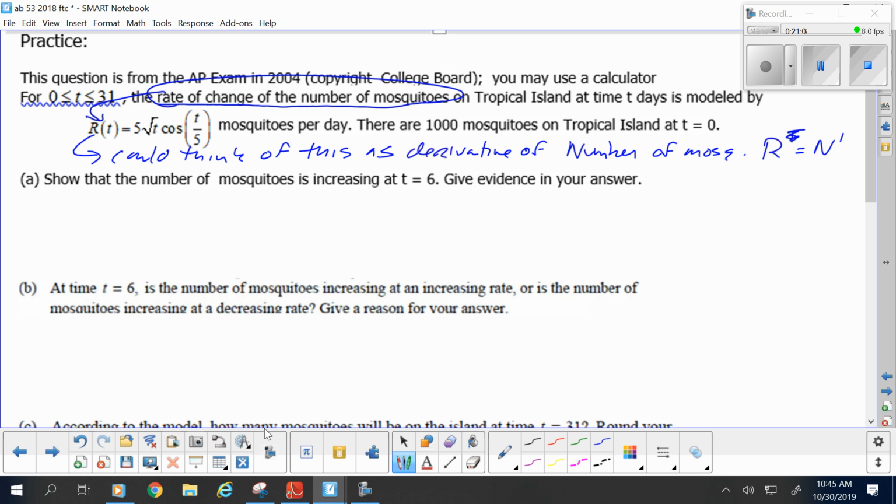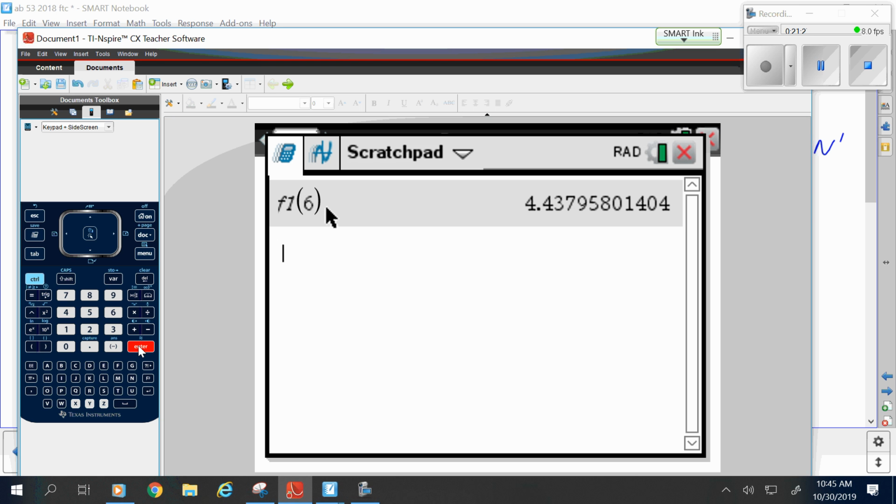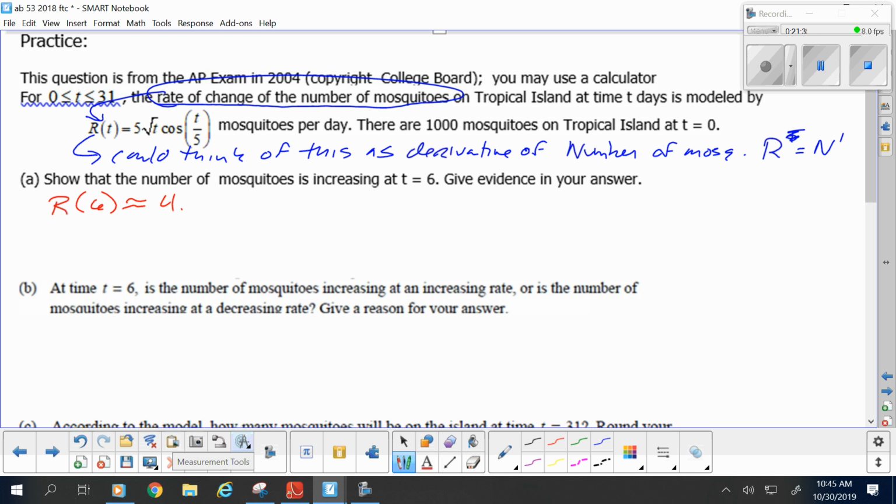R at 6, right? Now you do need to do evidence. You need to give a calculation, not a, hey, look at my graph. You've got to actually calculate r at 6. So would you calculate r at 6, please? Give me 3 decimals every time. Function of 1 at 6. I'm getting 4.4379, yeah? Okay, so we report our evidence, 4.4379. What does that lead me to conclude? Increasing or decreasing? Increasing, and why?